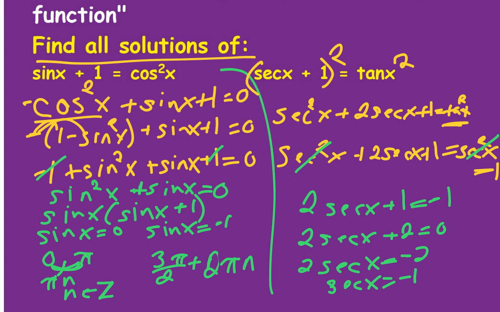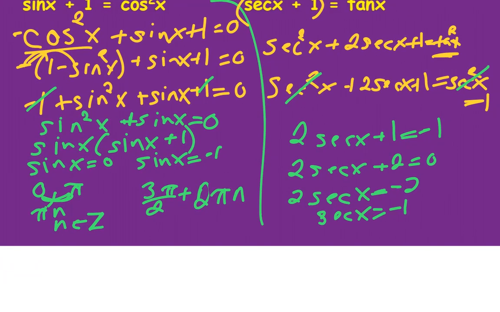Now remember, secant is the reciprocal of cosine. So all we're looking for is where cosine is equal to negative 1 on the unit circle, and cosine is equal to negative 1 at pi. So it's pi plus 2 pi n.